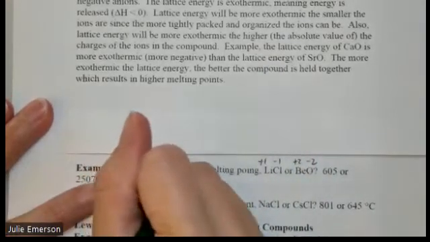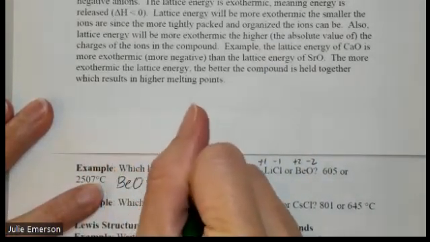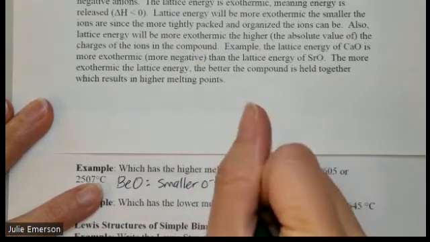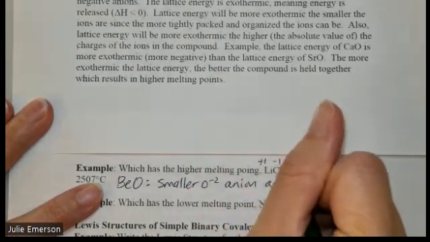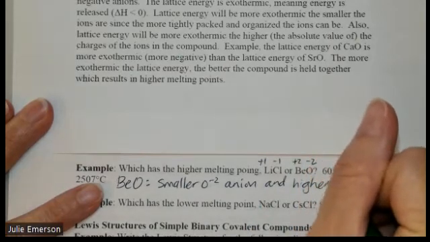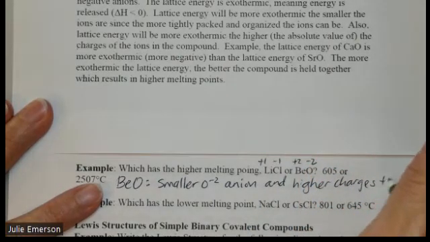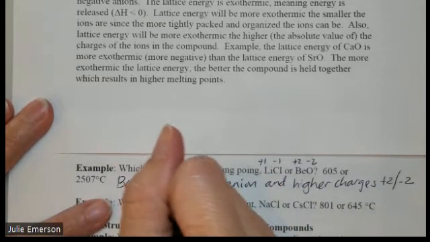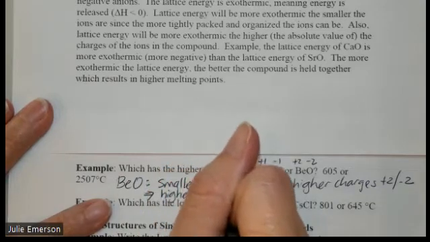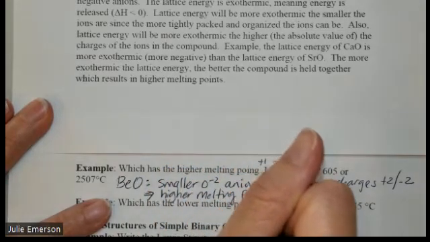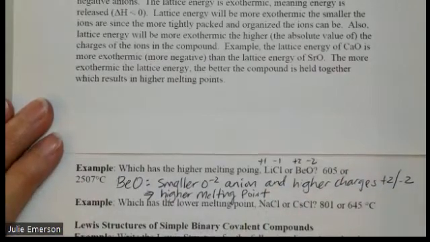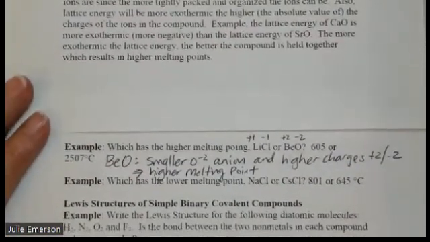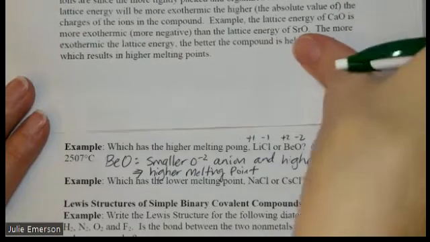So for beryllium oxide, it's got two things going for it. It has the smaller oxide anion, and it has the higher charges. So +2 -2 versus +1 -1. Because of that, it is going to have the higher melting point. It's going to be harder to break up the beryllium and oxide ions because the charges holding them together are stronger. And those ions can be more tightly packed together because they're smaller because of the oxygen.